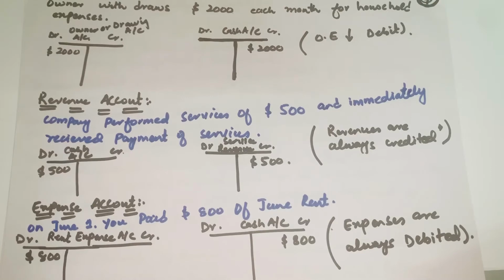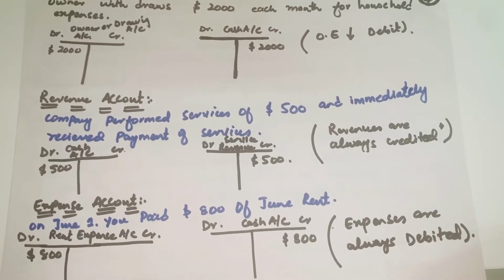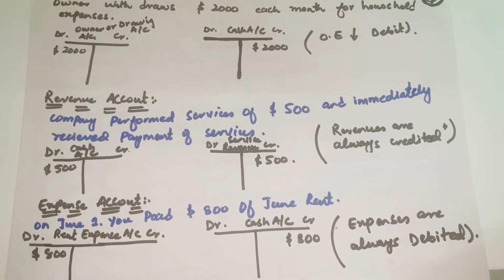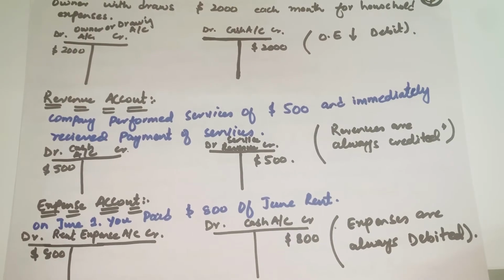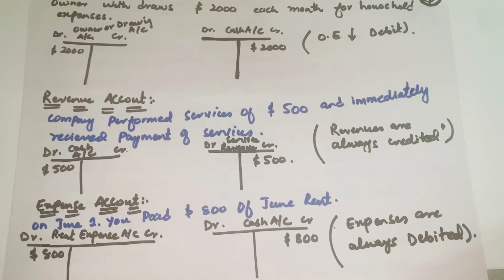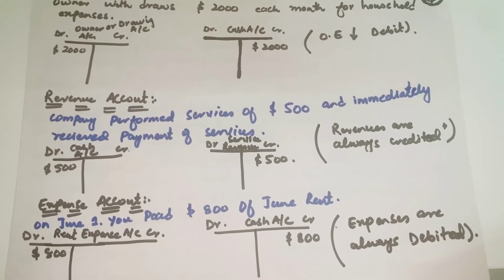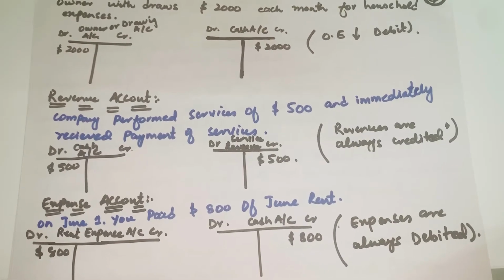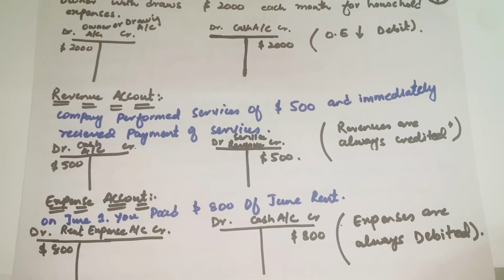So in the next example, we have the revenue account. Here the company performed services of $500 and immediately received the payment for the services. So as the company is performing the services for $500 and immediately receiving the payment, the payment of services is definitely received in the form of cash. So here the cash is increasing, and any increase in the asset or the cash will be recorded on the left hand side of the T account.